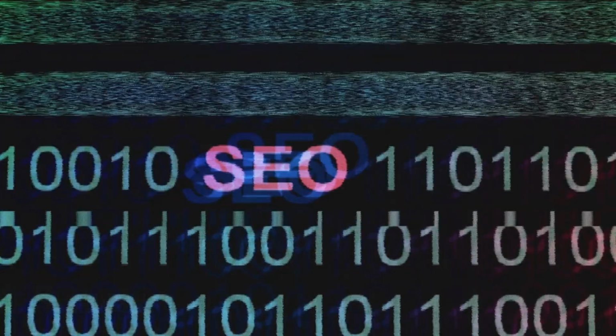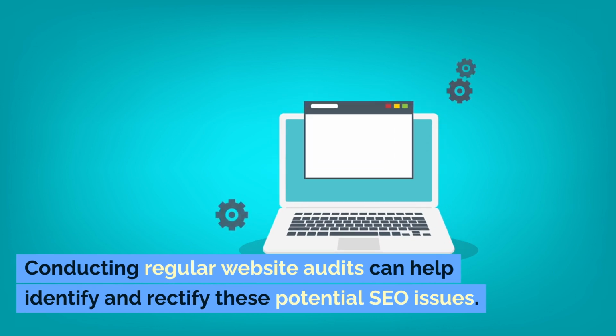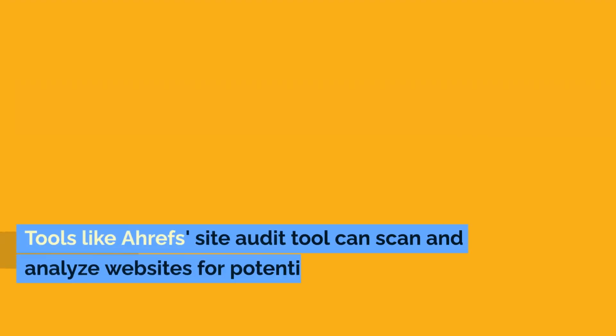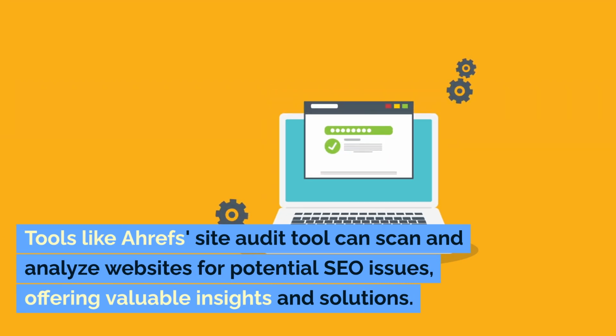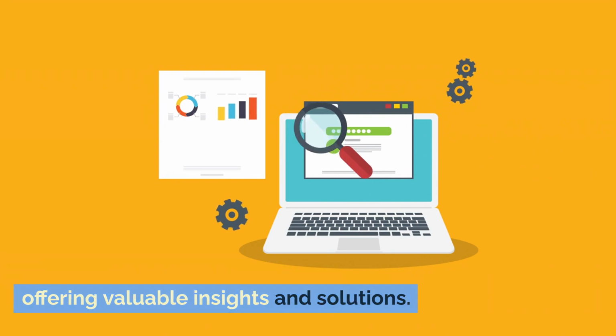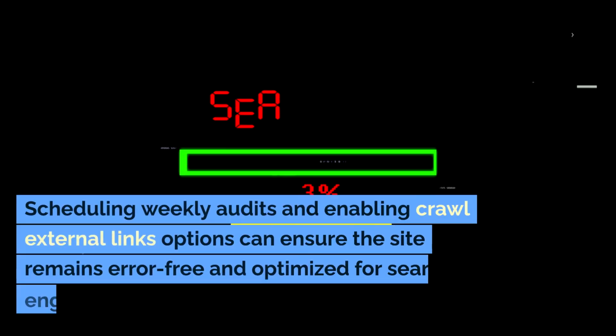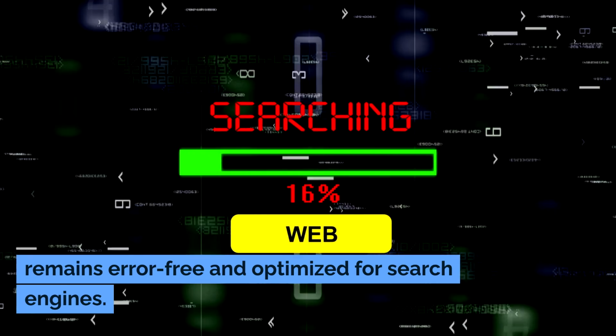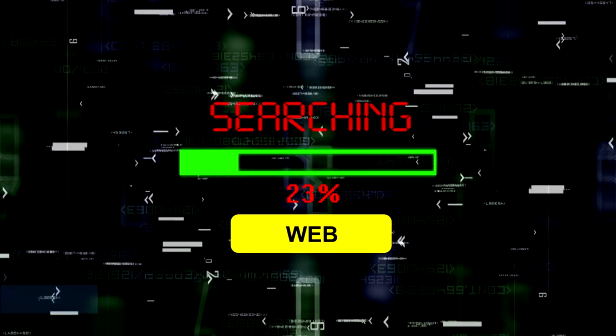SEO performance. Conducting regular website audits can help identify and rectify these potential SEO issues. Tools like RF's Site Audit Tool can scan and analyze websites for potential SEO issues, offering valuable insights and solutions. Scheduling weekly audits and enabling crawl external links options can ensure the site remains error-free and optimized for search engines.